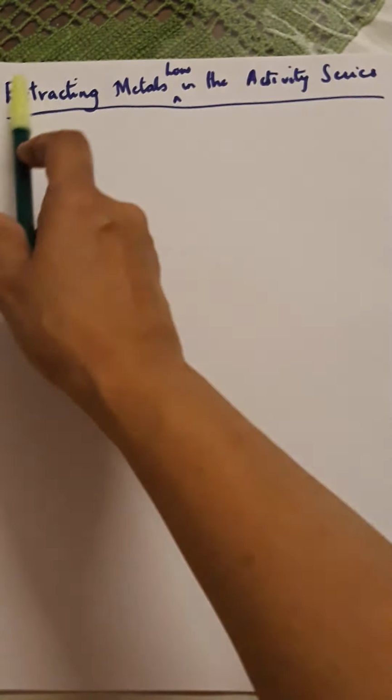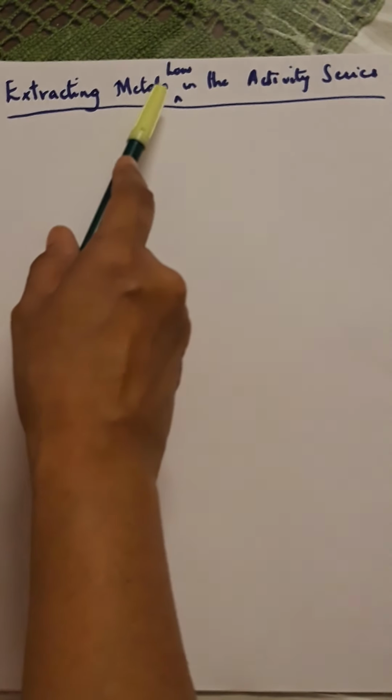So today we are going to see how metals which are less reactive, which have low reactivity, are extracted from their ores. Metals which are low in the activity series are unreactive. To understand how these metals of low reactivity are extracted, let us take the example of how mercury is extracted from its ore. Mercury is a metal of low reactivity.